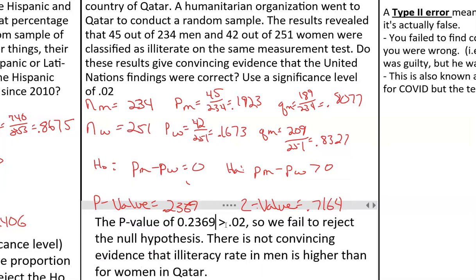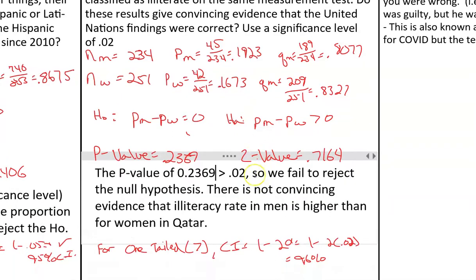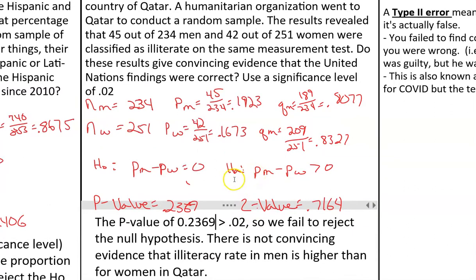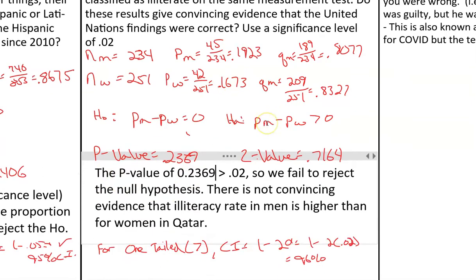Since the p-value of 0.2369 is way too high, way higher than the 0.02 significance level, we fail to reject the null. There is not convincing evidence that the illiteracy rate in men is higher than in women in Qatar. We do not have convincing evidence. And then I'm going to get my confidence interval next.